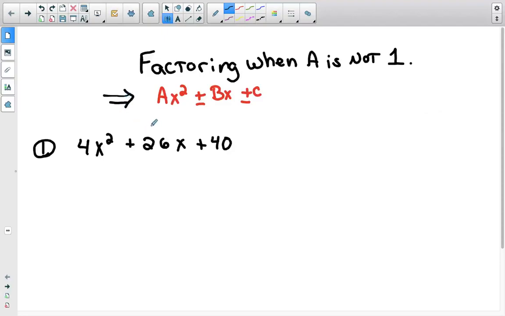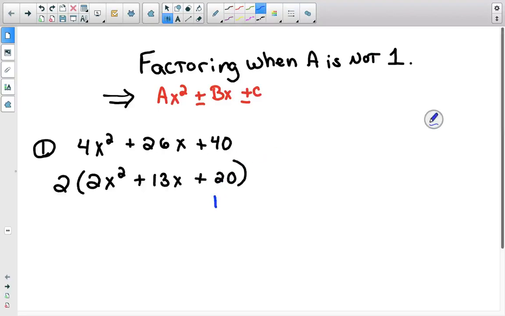Okay. Now, just like yesterday, I'm going to look for a GCF, and I think I found one. I think 2 is the GCF of this trinomial. So I'm going to factor it out, and I'll get 2 times (x squared plus 13x plus 20). And then yesterday, what I did was I listed the factors of 20, right? 1 and 20, 2 and 10, 3 doesn't go in, 4 goes in 5 times.